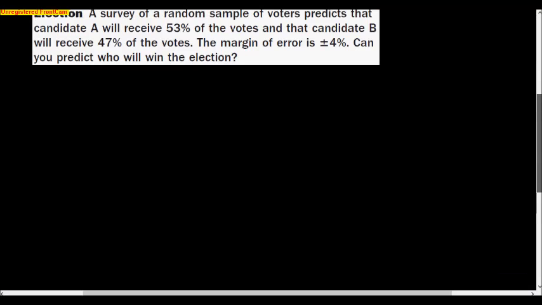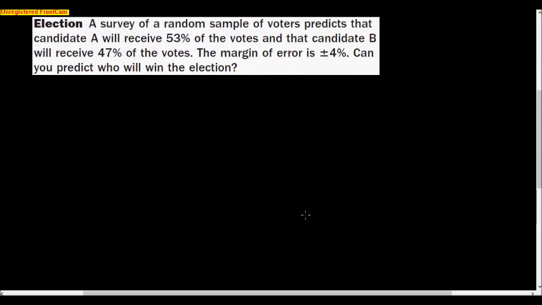Alright, we'll turn that off and bring down example 2, right there. A survey of a random sample of voters predicts that candidate A will receive 53% of the votes and that candidate B will receive 47% of the votes. The margin of error is plus or minus 4%. Here's that margin of error thing we mentioned earlier. What this means is that if I am candidate A and I am to receive 53% of the votes, but there's this plus or minus 4% margin of error.